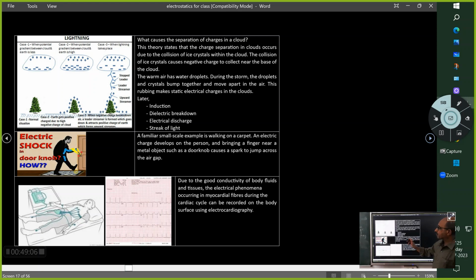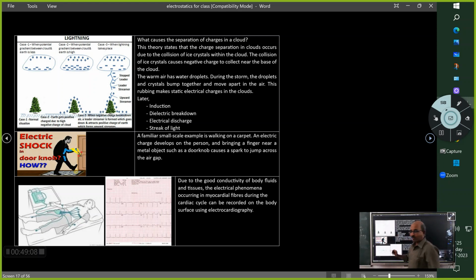Okay, see, lightning. So lightning occurs. See here how lightning occurs. What causes separation of charges? Cloud. Cloud means it consists of small droplets of water. This theory states that charge separation in clouds occurs due to collision of ice crystals. Because as you go higher, the temperature goes on reducing, so these water molecules collide, come closer, and form small pieces of ice. Cloud means small pieces of ice.